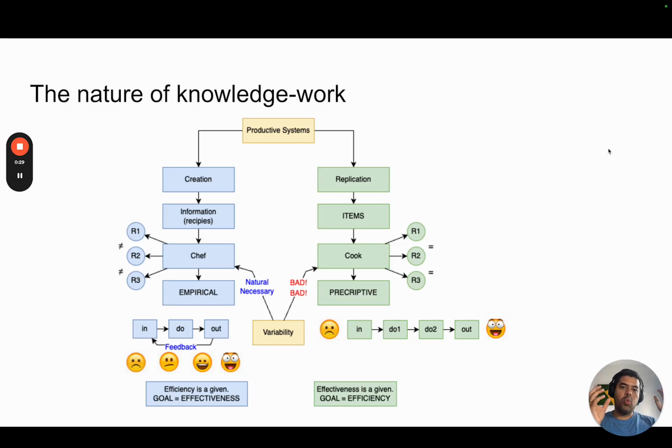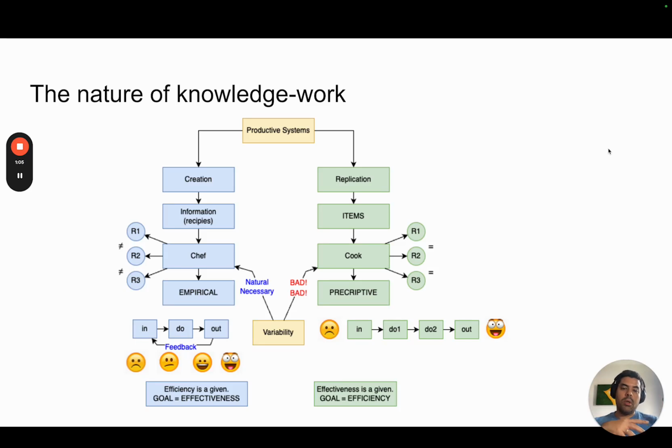The cook is working in the green world. The output of the cook's work is meals, right? So we are concerned with producing items, right? On the other hand, on the blue world, the example would be the chef that creates the recipes, right? So a chef, the output of their work is not exactly meals, but information, right?